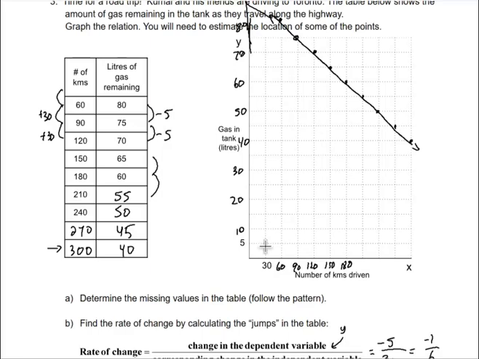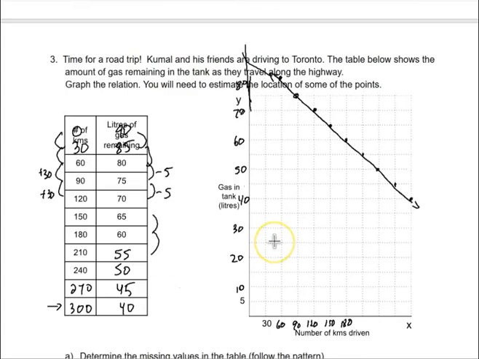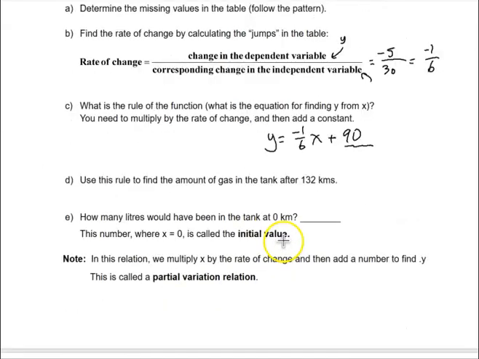Well, like I said, we can backtrack. So if this is 30, go back 30, this is going to be going up to 85. And if we go back one more to 0, this is going to be going up to 90. So the initial value for this is 90, which would be where it's crossing on the y-axis if I was drawing this accurately. More on that in grade 10 when you're trying to figure out the equation of the line.